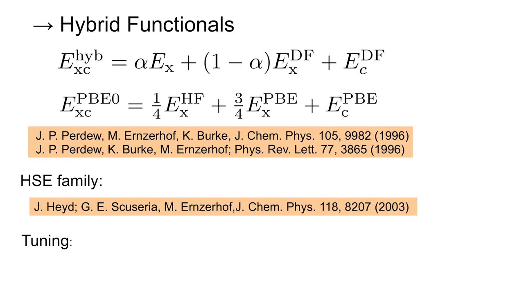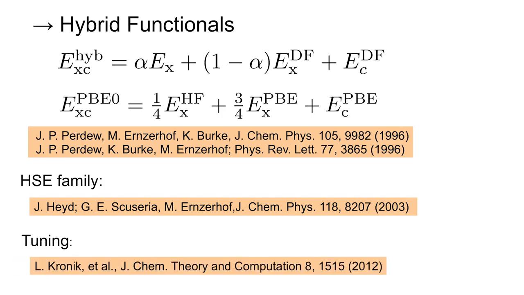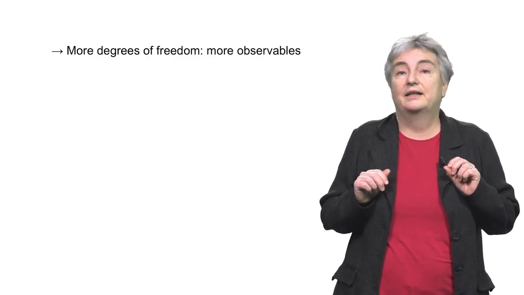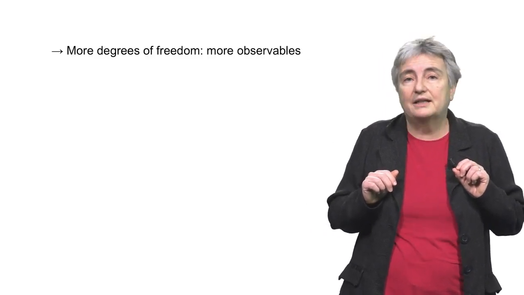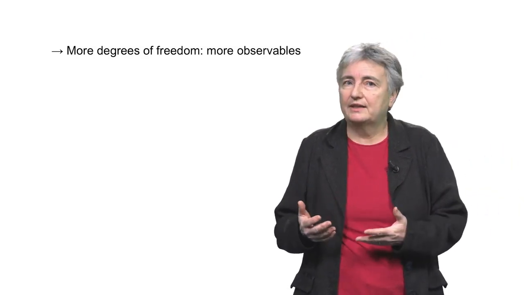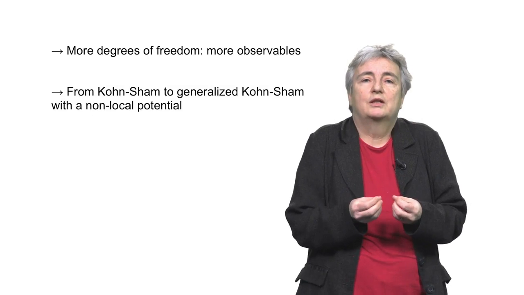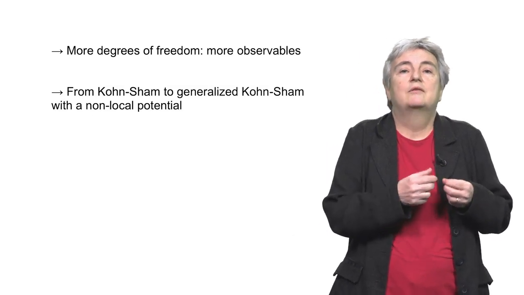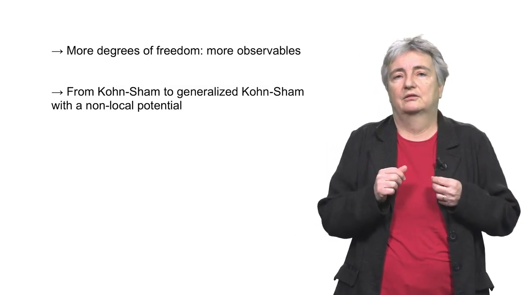You can look, as an example, at this reference of Leeor Kronik and co-workers. Really good results are obtained, but I will not show you tons of values for band gaps. Rather, keep in mind the following. We have given our auxiliary potential more freedom, and therefore, we could get a better description of more observables. We have done this by going from Kohn-Sham to generalized Kohn-Sham with a non-local potential.